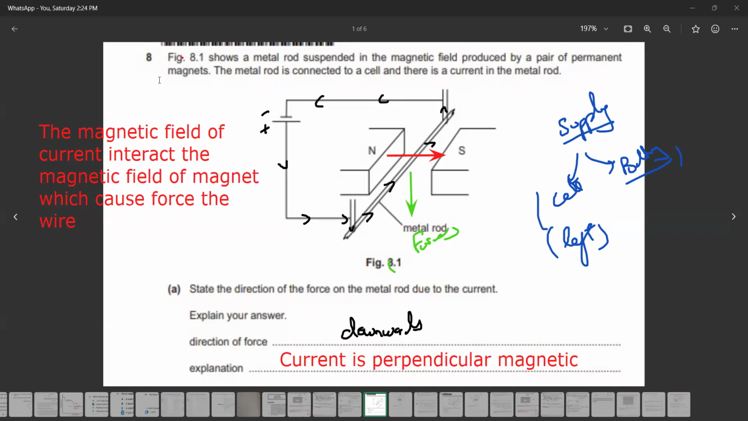So what actually happened, why is there a force? The explanation for the force acting: one is the magnetic field of the current, which is circular, and one is the magnetic field of the magnet from north to south. So there are two magnetic fields. When these two magnetic fields interact with each other, that causes a force on the wire.